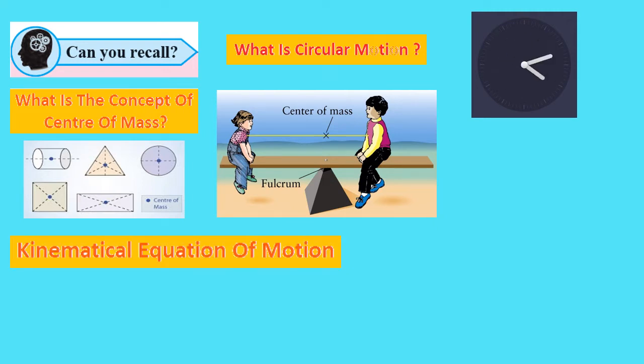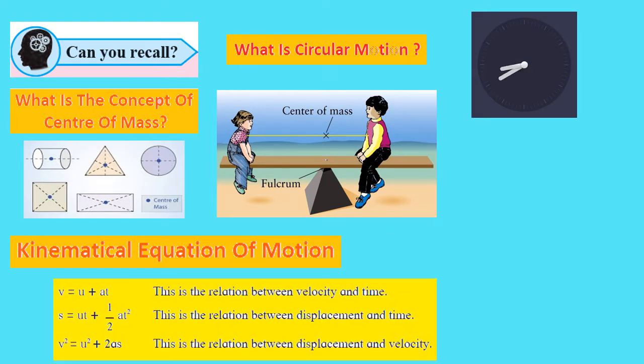Kinematical equations of motion, these are very simple things. You already know there are three kinematical equations. v is equal to u plus at, s is equal to ut plus half at square, and v square is equal to u square plus 2as. What is v, what is u, what is a, and what is t, and what is s over here?